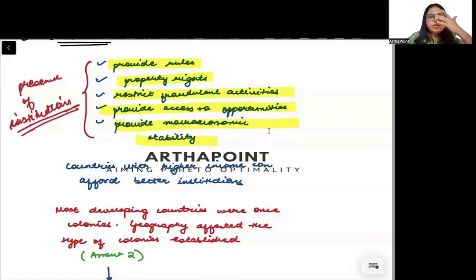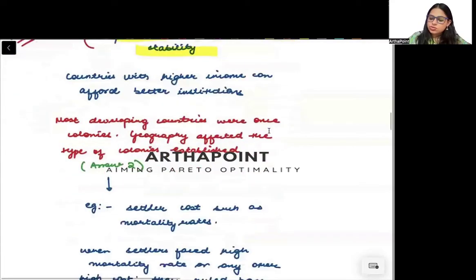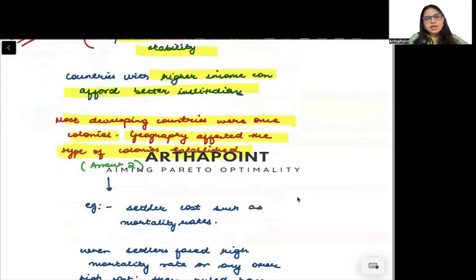All this is ensured from the presence of institutions. Countries with higher income can afford better institutions. अब जो countries के पास पैसा ज़्यादा होगा, there you will be having better institutions also in place. Most developing countries were once colonies. Geography affected the type of colonies that could be established.